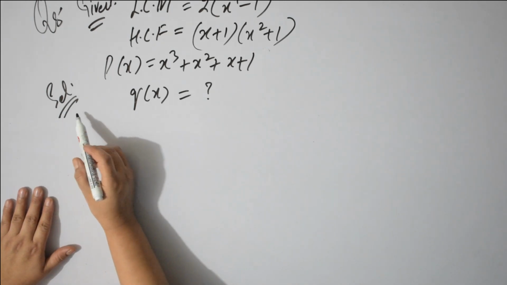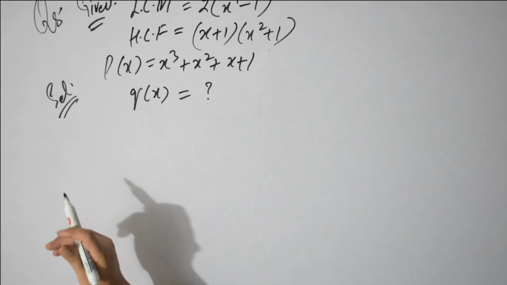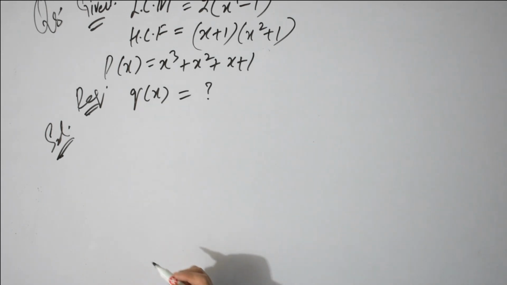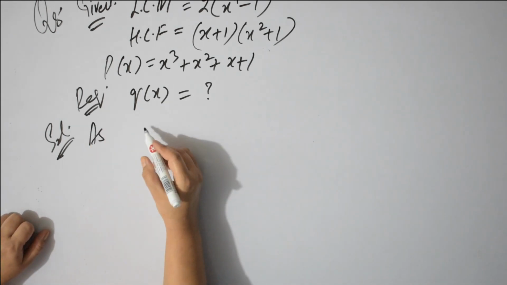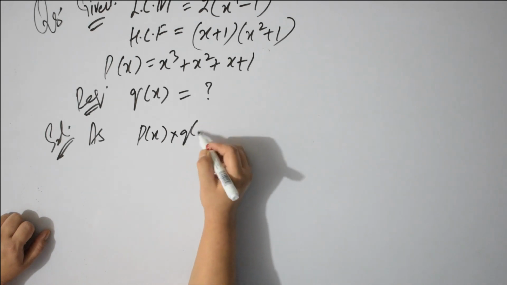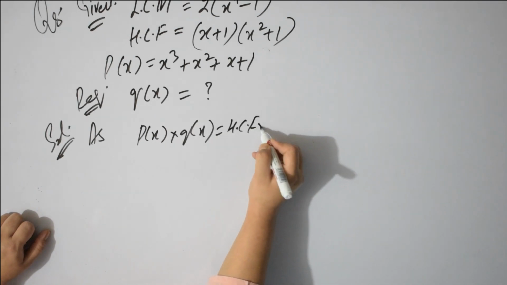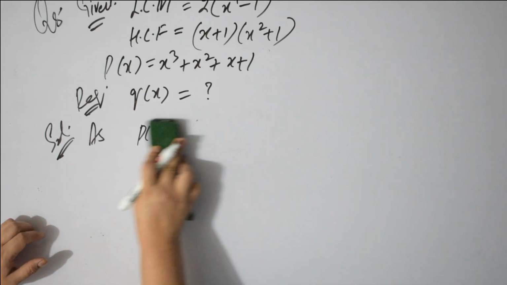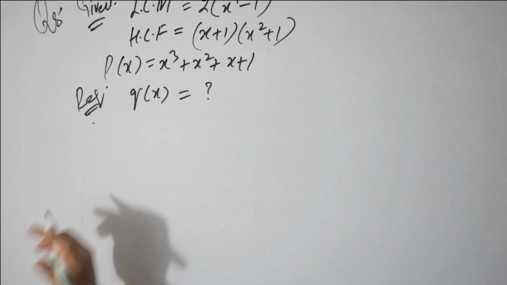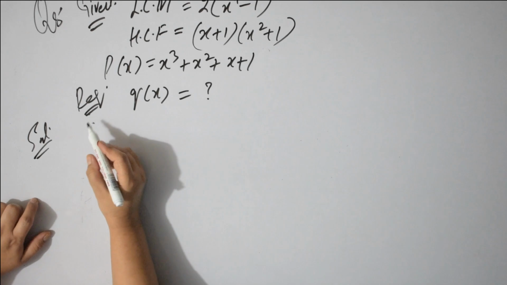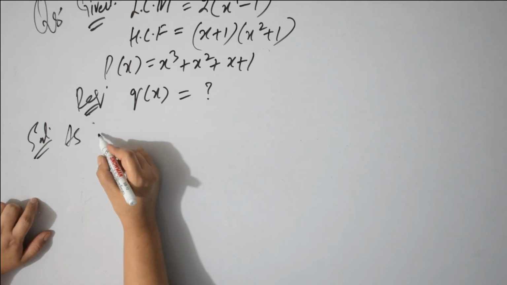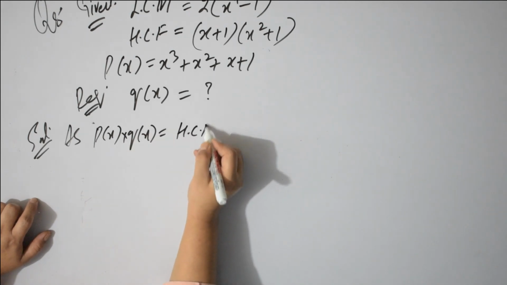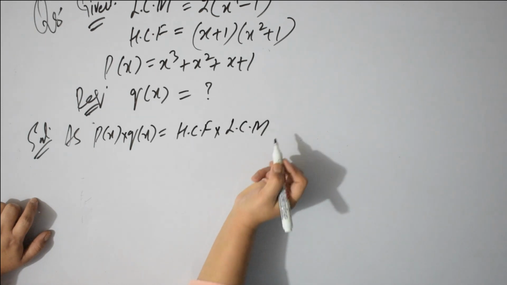So in the solution I will start. This is required, okay. Now in solution, what is its solution? As you know, P of x into Q of x is equal to HCF into LCM. This is P of x. Okay, let me do this, to get more space I should start from here. Solution: as P of x into Q of x is equal to HCF into LCM, right students?